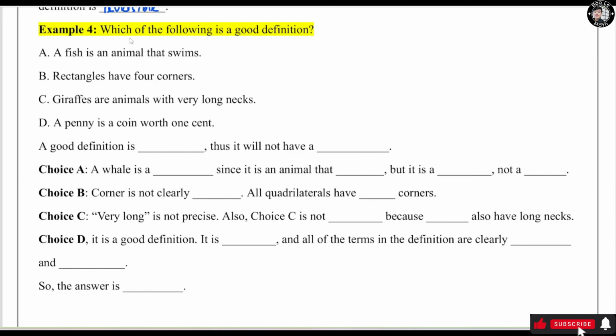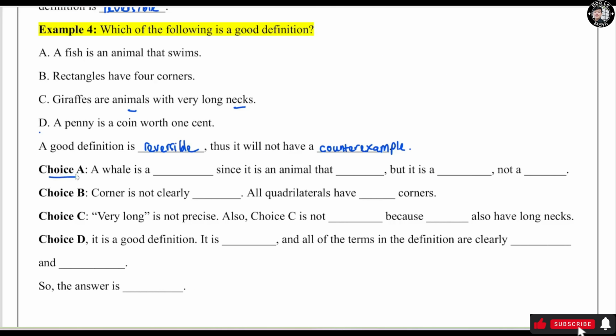Now, example number 4. Which of the following is a good definition? A. A fish is an animal that swims. B. Rectangles have 4 corners. C. Giraffes are animals with very long necks. D. A penny is a coin worth 1 cent. A good definition is reversible, thus it will not have a counter example.